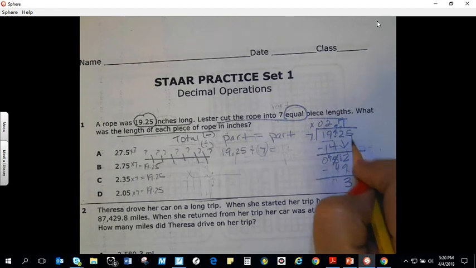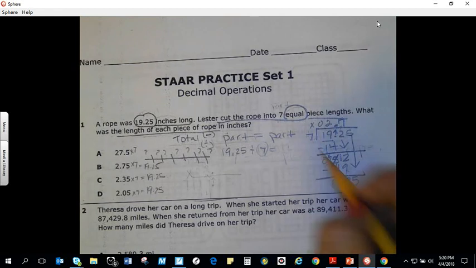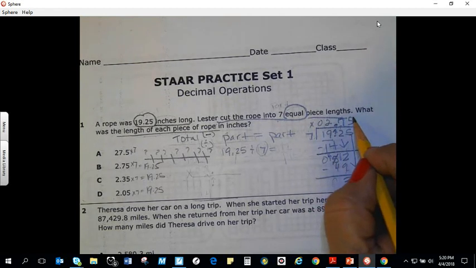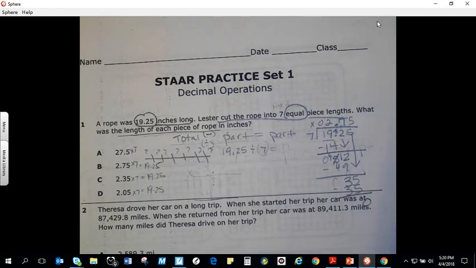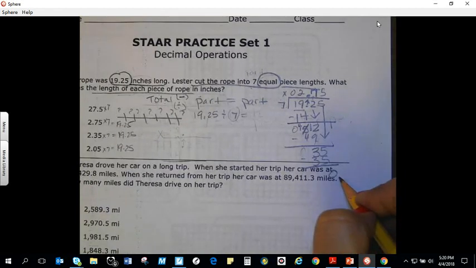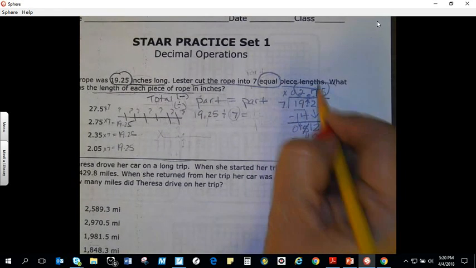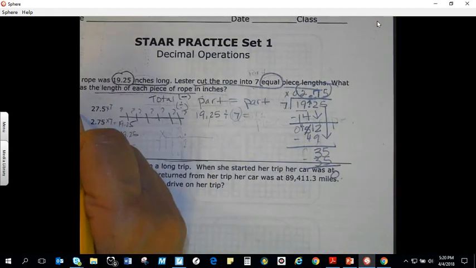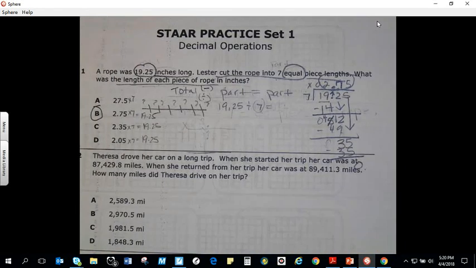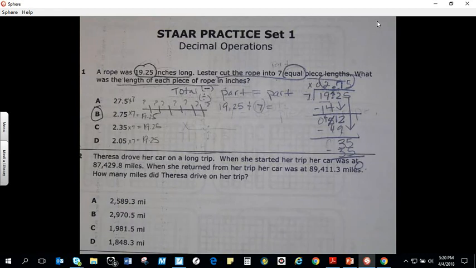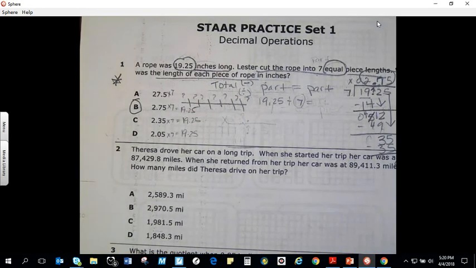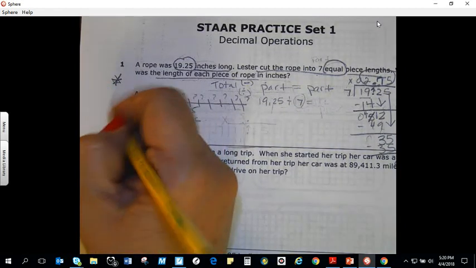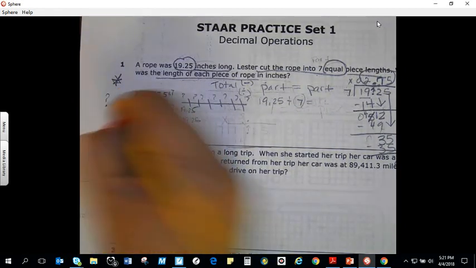I'm going to bring down my 5 now. 7 goes into 35 5 times, because 5 times 7 equals 35. And my remainder is 0. You can see that. And so that makes my answer 2 and 7/500, which is answer B. Please make sure that you show your work and your thinking so that I know you're understanding it. If you understand this completely, I want you to put a star. So if you see a question like this on STAR, you know you are ready to go. If you didn't understand it, make sure that you put a question mark.